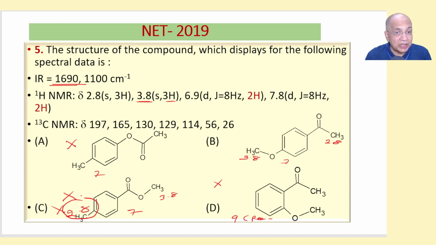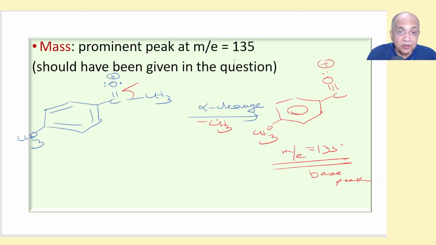And most importantly, of course, had I been the examiner, the question setter, I would have given mass spectral data. That is not given. So only this is the consideration to cancel this and take this, because the aromatic CH3 cannot go up to that extent, and aromatic ester cannot go below 1700. These are the two considerations, and I would have given that the base peak is 135.